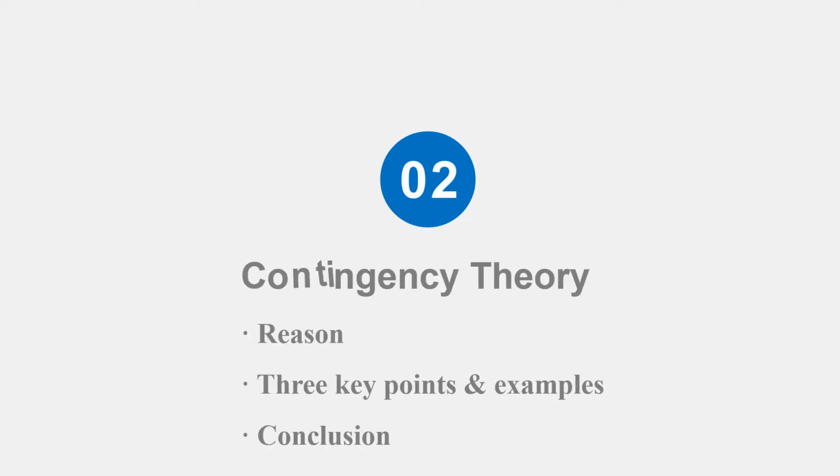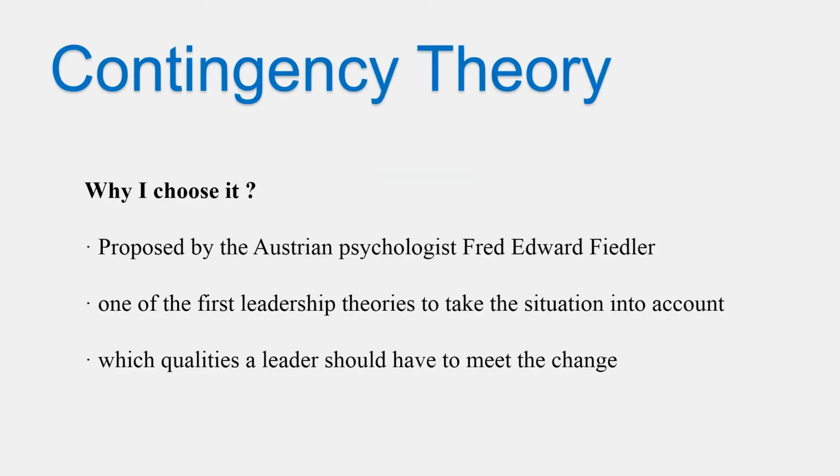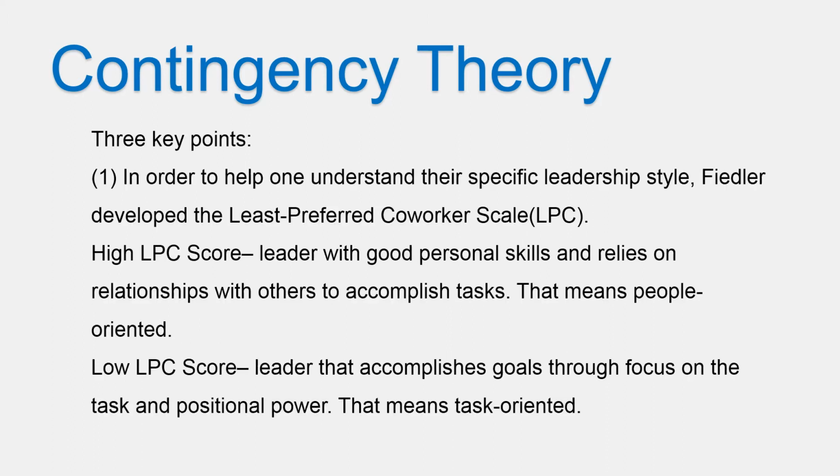The first one is contingency theory. This theory is one of the first leadership theories to take the situation into account, and this theory tells us which qualities a leader should have to meet the change. There are 3 key points in this theory.